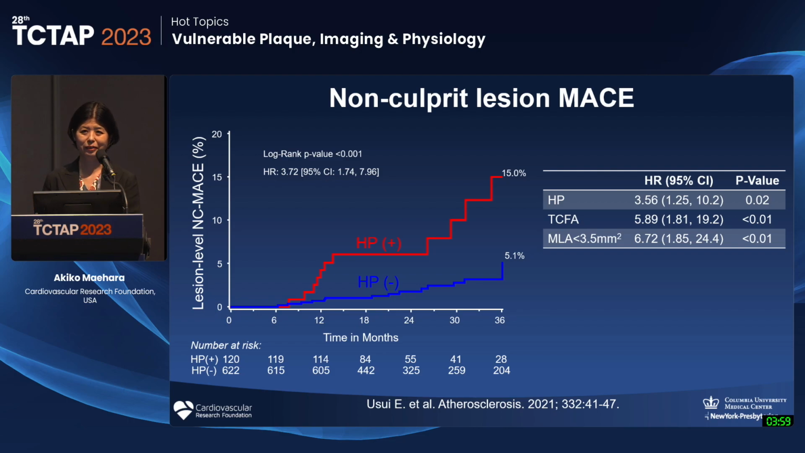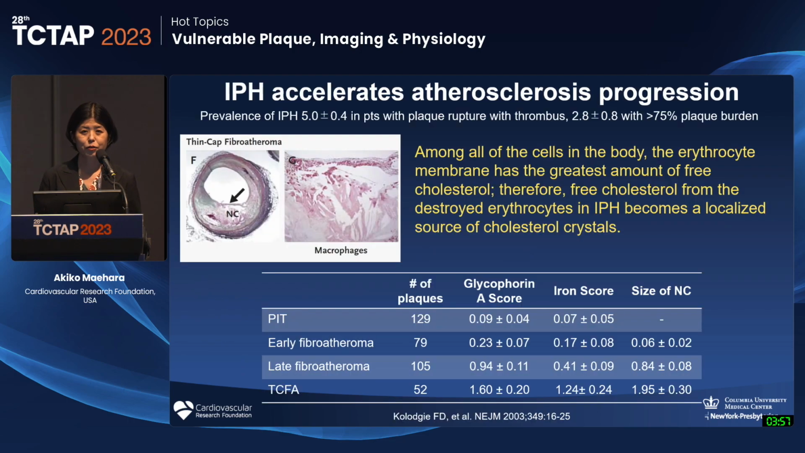That's probably yes. Let's talk about intraplaque hemorrhage. That's also very interesting, and many times, not many times, a long time ago, the pathologists told us that intraplaque hemorrhage was associated with atherosclerosis progression.